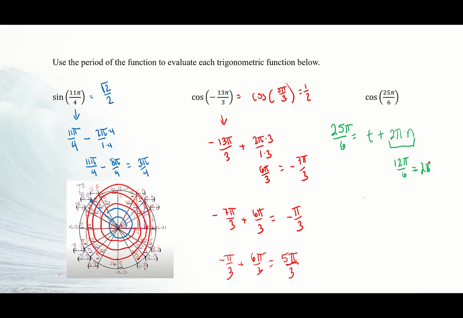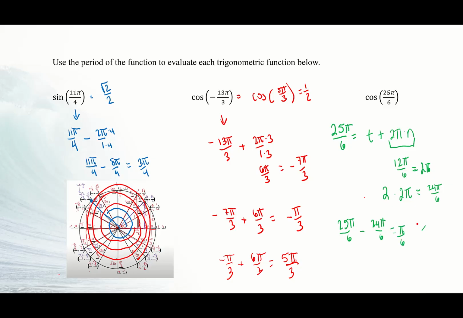So how many 12 pi's can I pull out from 25 pi? And I think I can do 2 pi's, right? Because if I multiplied this by 2, I would get 24 pi over 6, which gets me just under 25 pi over 6. So I'm going to do 2 pi's. That would be 4 pi, but in terms of 12 pi over 6, that would give me 24 pi over 6. And I'll subtract that from what I'm given, 25 pi over 6 minus 24 pi over 6. And it turns out I end up with pi over 6.